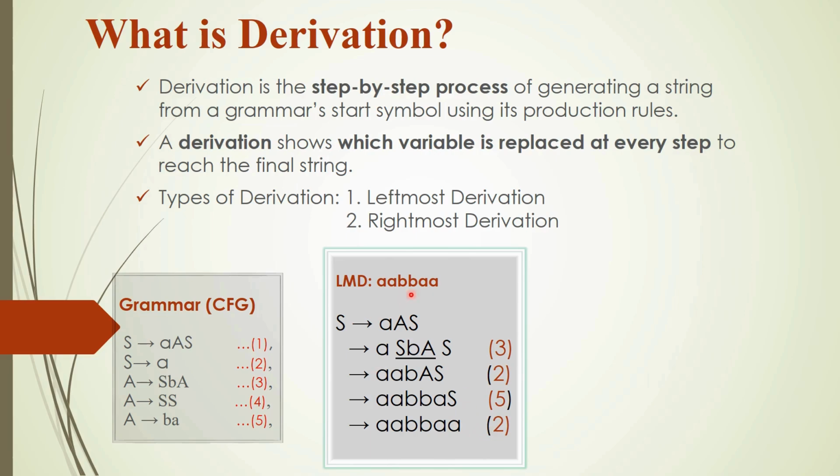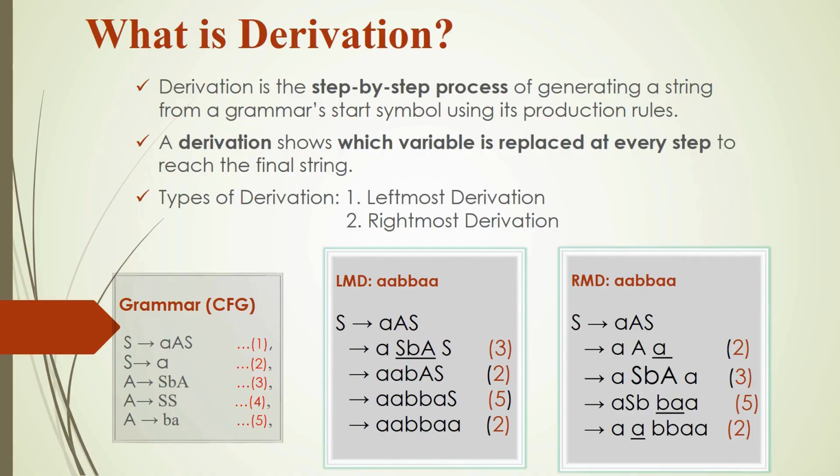So here you can see, with the help of leftmost derivation, we are able to generate this string. I hope you understand the derivation process. After the leftmost derivation, we are going to check with a rightmost derivation. Here you can see there is a small example of a rightmost derivation.